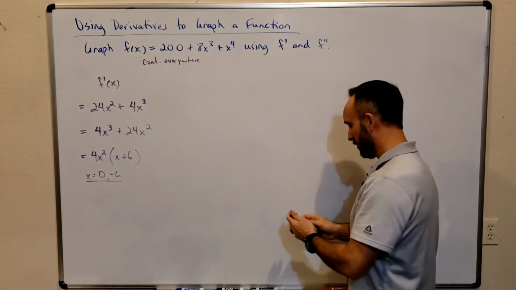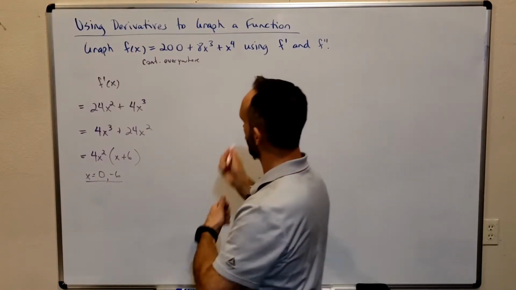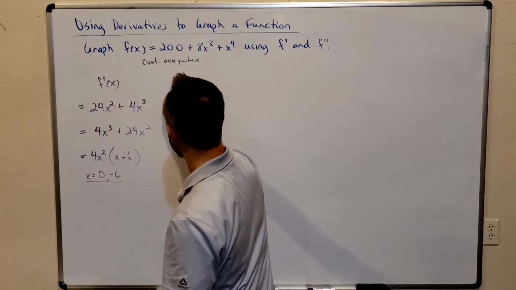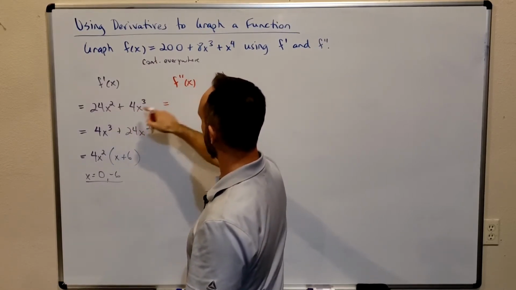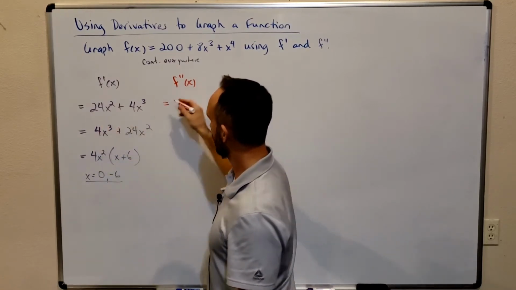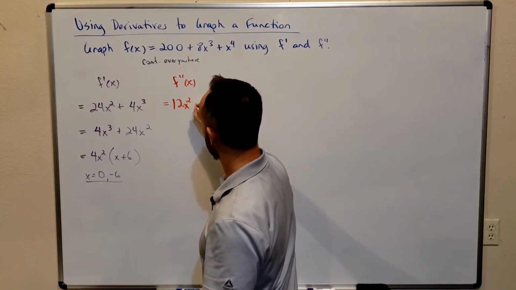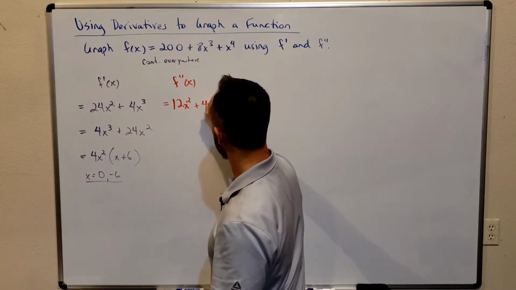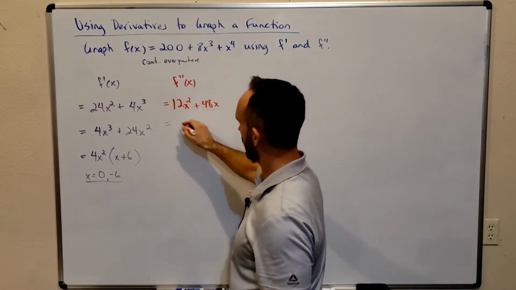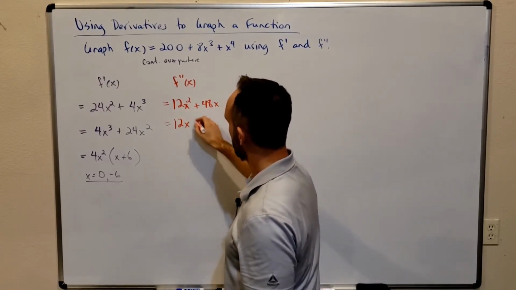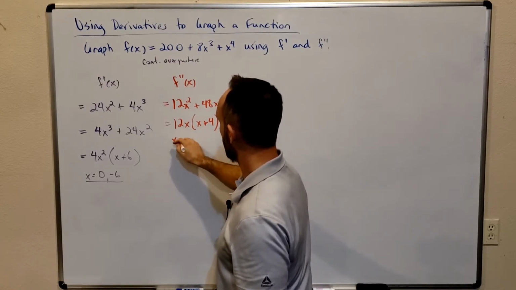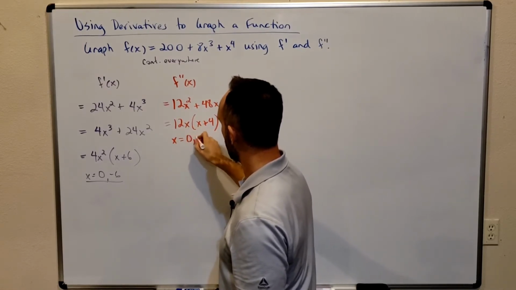Next, let's look at the second derivative. So f double prime of x equals, and we'll differentiate this formula. So we get, actually let's use the one that's in descending order. So we get 12x squared plus 48x. And again, we'll be finding critical numbers of this, so we'll factor out the 12x, leaving behind x plus 4. And so the critical numbers here are 0 and negative 4. All right?